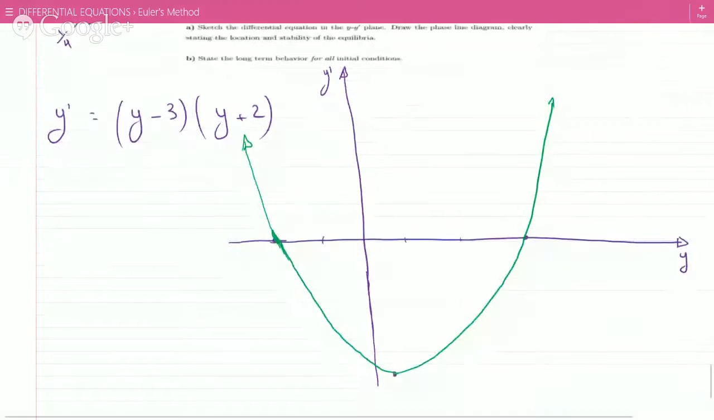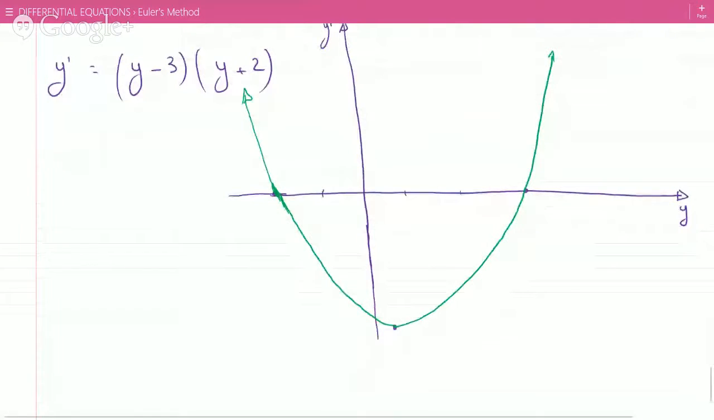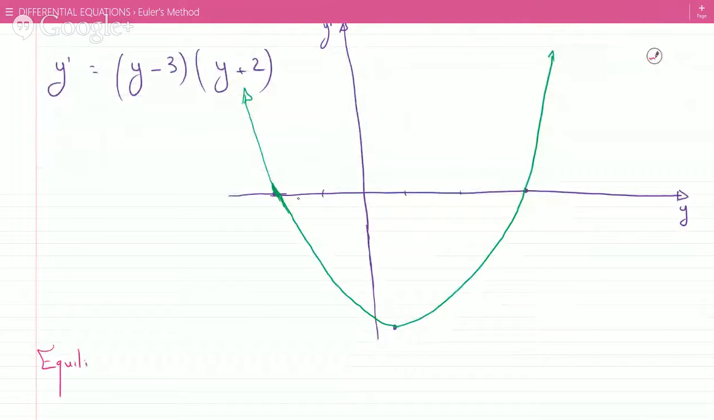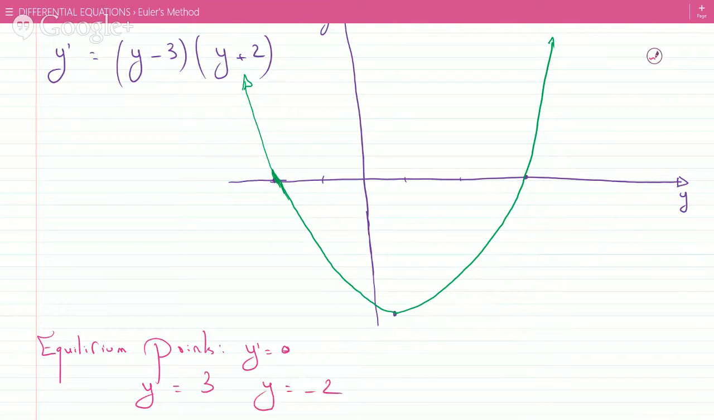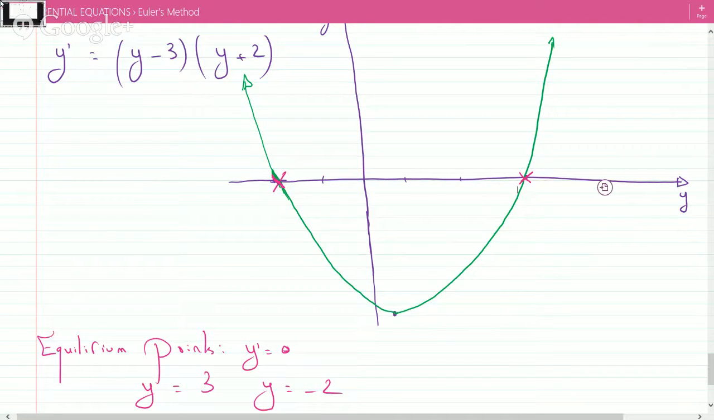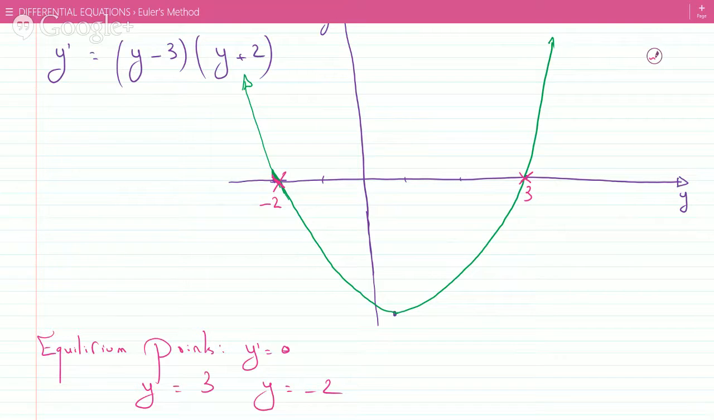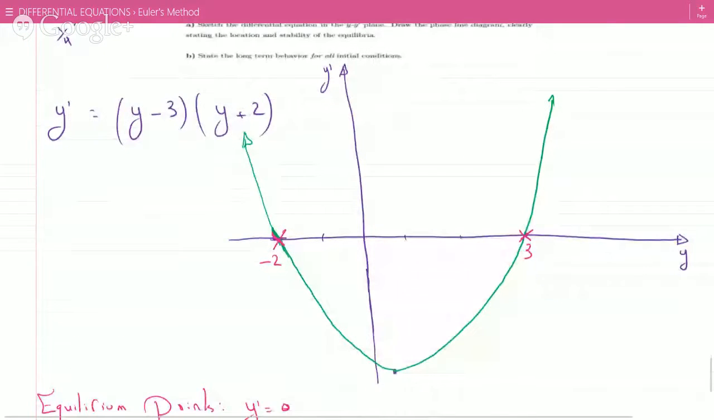So what are our equilibrium points here? The zeros, where the derivative is 0, where there's no change. That happens at 3 and at -2. So these, in pink, are the equilibrium points. Now we're going to go in the vicinity of these equilibrium points and see whether they are stable, half stable, or unstable.